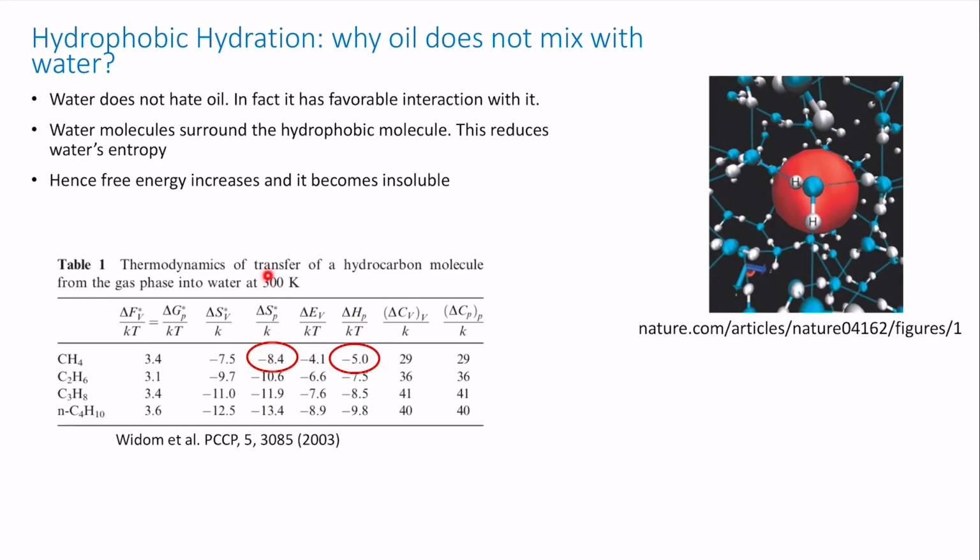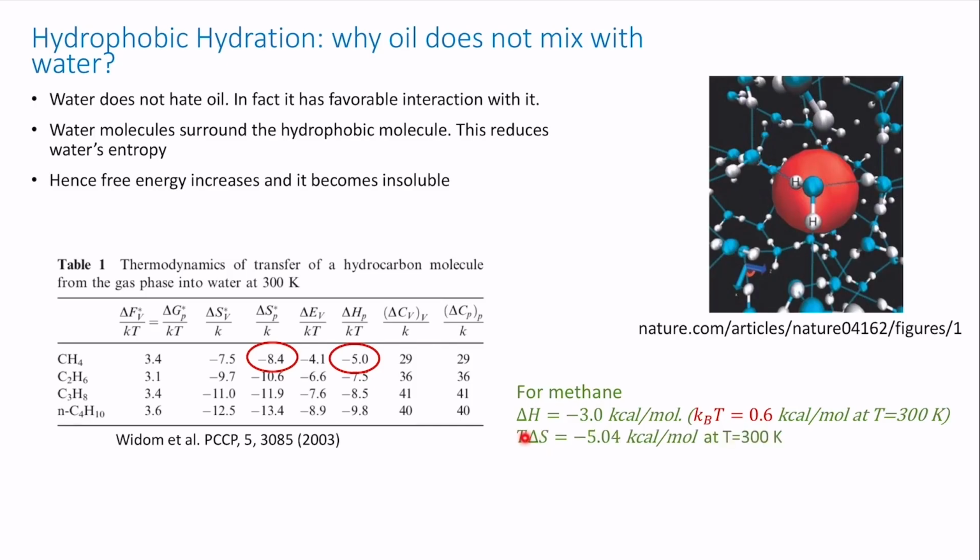Now, here at 300 Kelvin, we have to take into account the kBT value at 300, which is 0.6 kilocalorie per mole. Now, let us say we convert that to kilocalorie per mole: enthalpy is minus 3 kilocalorie per mole. So, the interaction enthalpy between water and methane is actually minus 3. However, entropy is also negative, and so T delta S when you calculate is minus 5.04. So, the T delta S contribution is more negative than the negative value of enthalpy, and therefore, the delta G comes to be plus 2.0. Which means it is an unfavorable process, and therefore, oil and water will not mix.